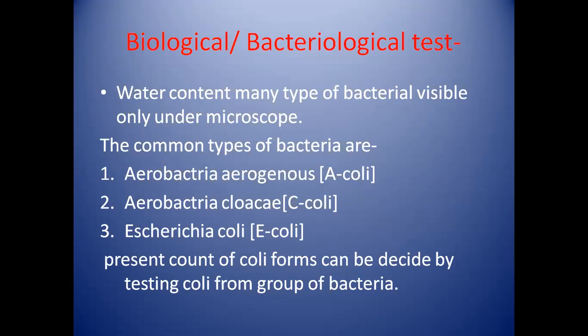First is Aerobacter aerogenes, that is E. coli group. Second is Aerobacter cloacae, that is C. coli group. And third is Escherichia coli, that is E. coli group. The presence of these bacteria is decided by testing the coli groups.